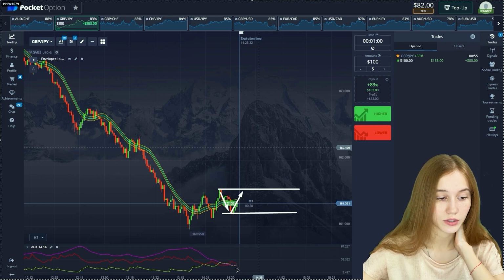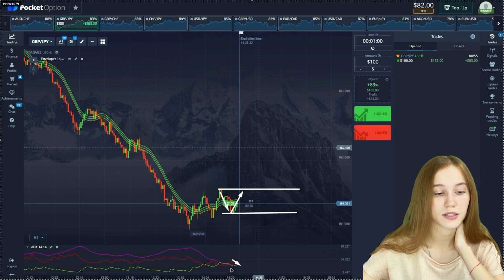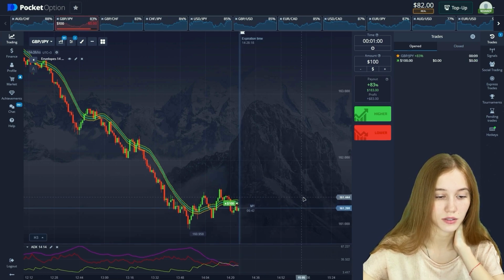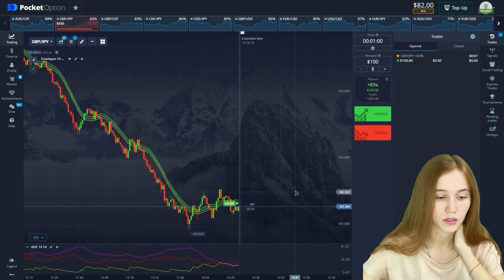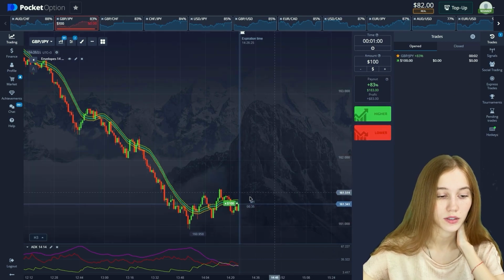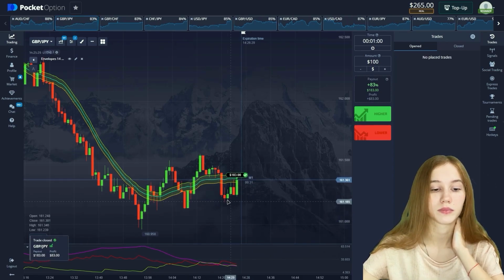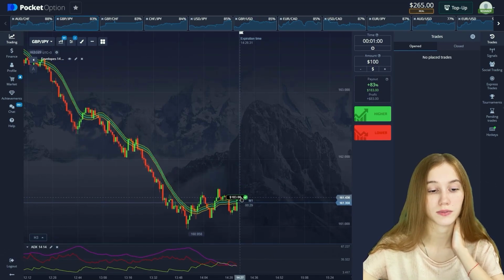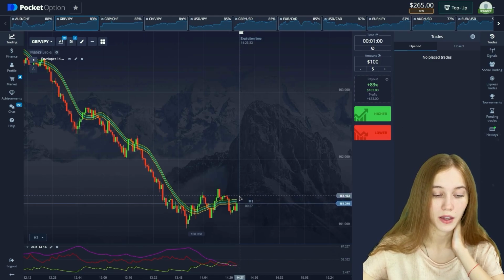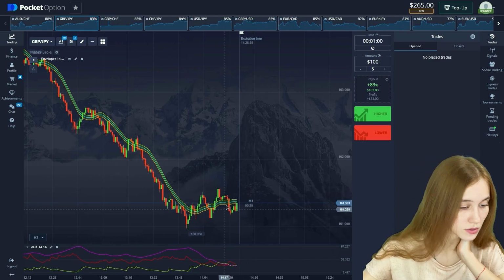We see a trend reversal and 5 seconds left until the end of the deal. Yeah, let's see. Yeah, good. Our profit, the total amount is 183 and the balance is $265. Good. Let's move on to the next concept.